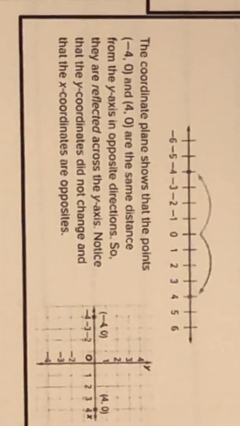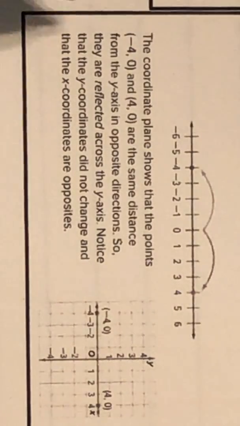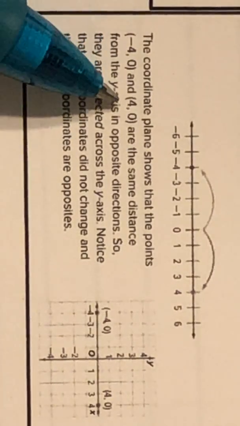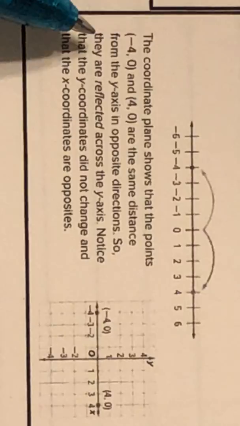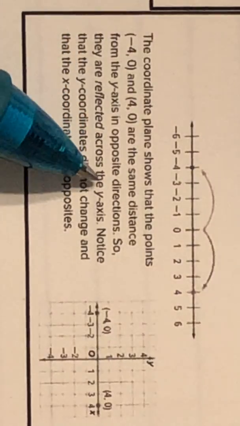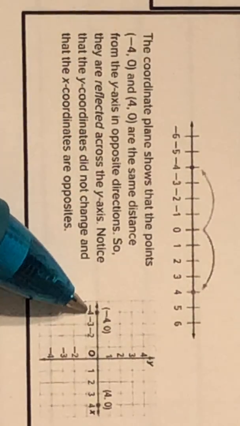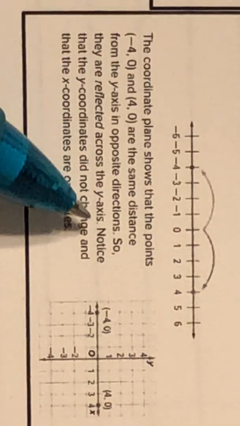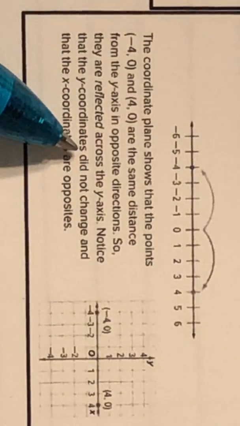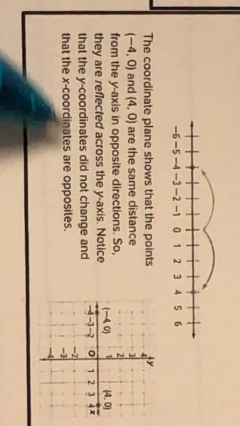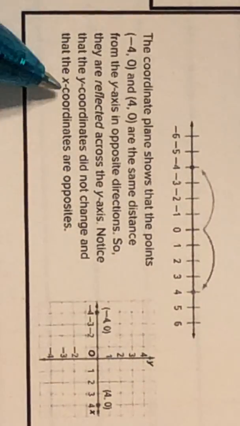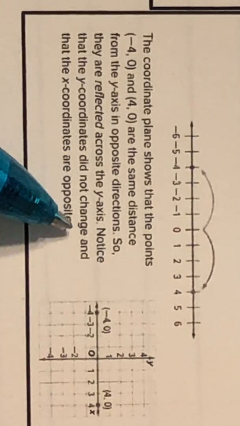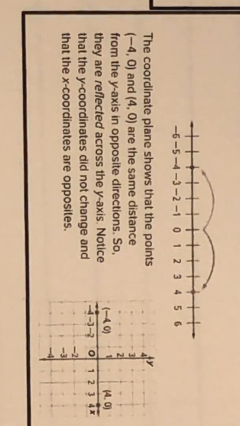The coordinate plane shows that the points -4, 0 and 4, 0 are the same distance from the y-axis in opposite directions. So here's -4, 0, and here's +4, 0. So they are reflected across the y-axis. Notice that the y-coordinates did not change and that the x-coordinates are opposites.